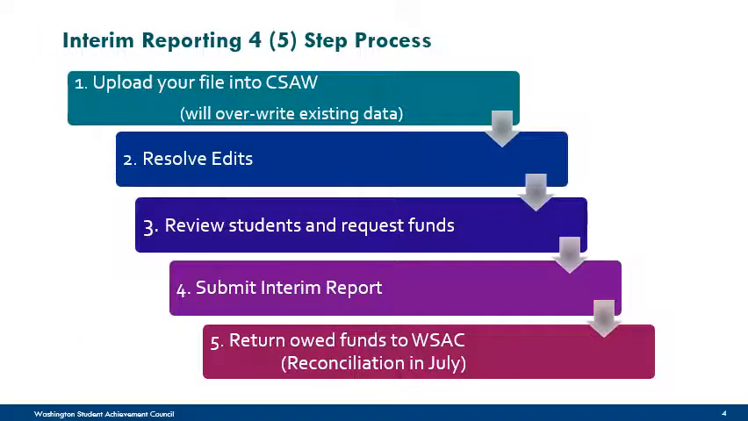So interim reporting really has 4 steps. The 5th step is only needed in July for the reconciliation process. The 4 main steps that you will do for every interim reporting are uploading your file into Seesaw, resolving edits, reviewing students and requesting their funds, and then finally submitting the interim reports. And then we'll also go over reconciliation in July, where you need to find out if you owe any funds back to WSAC or if you have remaining funds to go ahead and award more students.